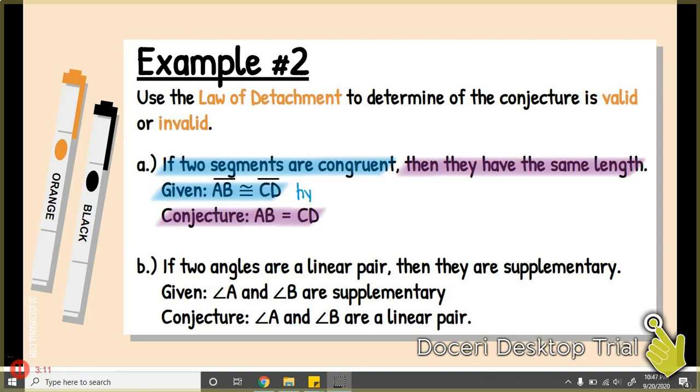This was our hypothesis. So the conjecture would mean that I could take the conclusion and I would know that it is also true. So I basically just pulled the hypothesis and conclusion apart. I detached them and made one of them a given and one of them a conjecture. One of them the hypothesis and one of them the conclusion. So this one is valid based on the law of detachment.